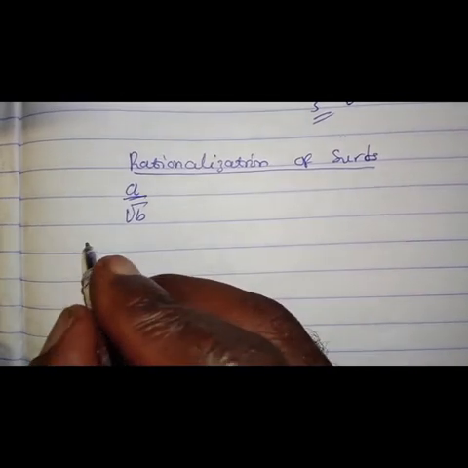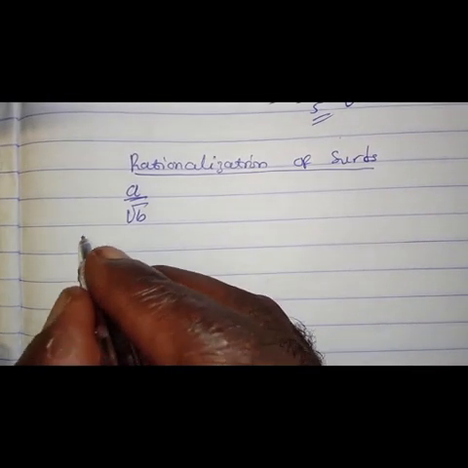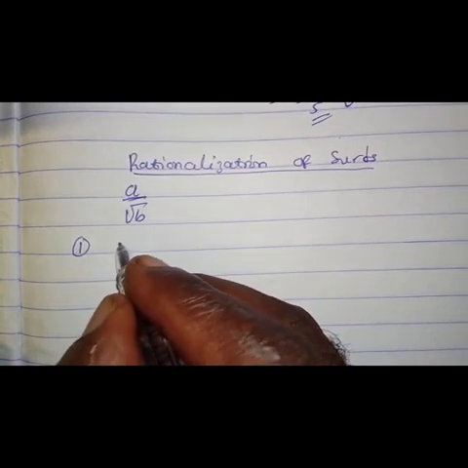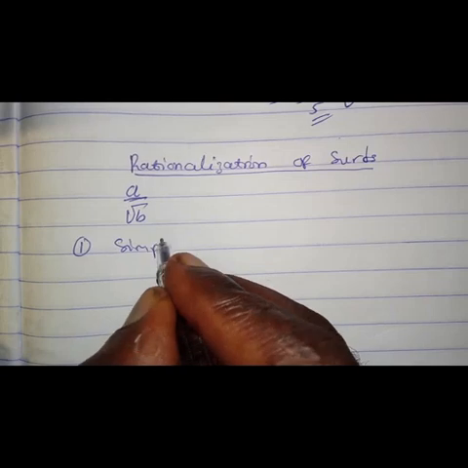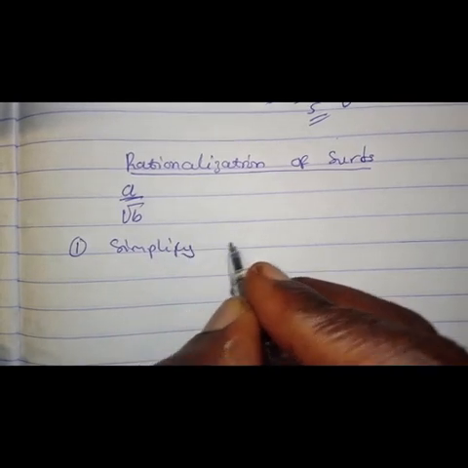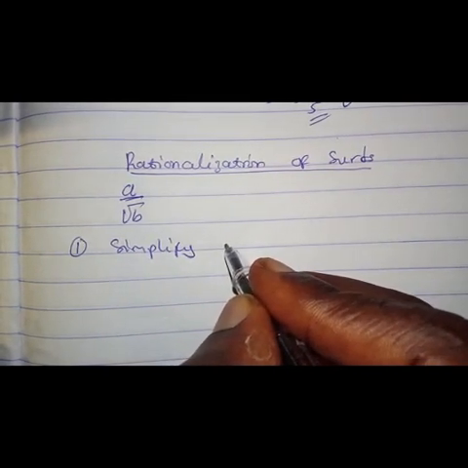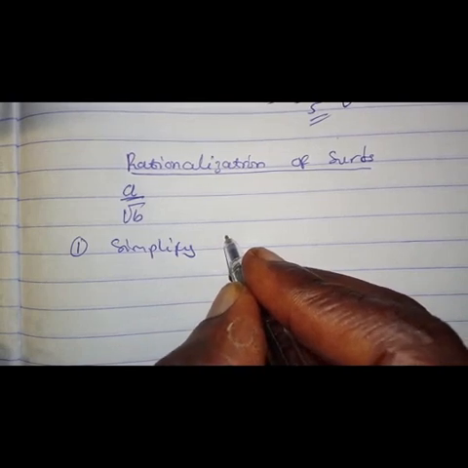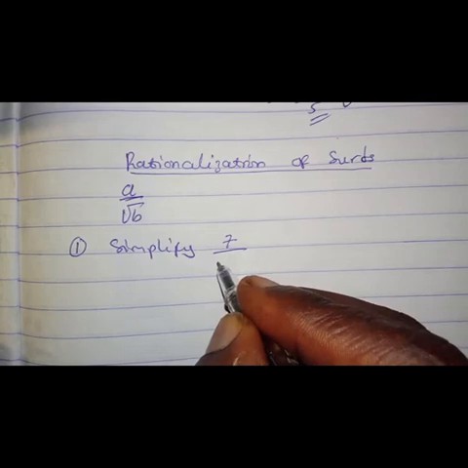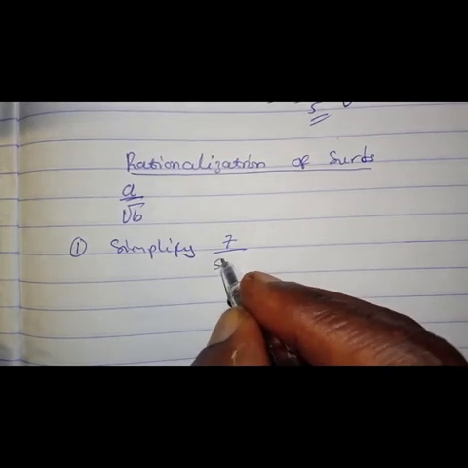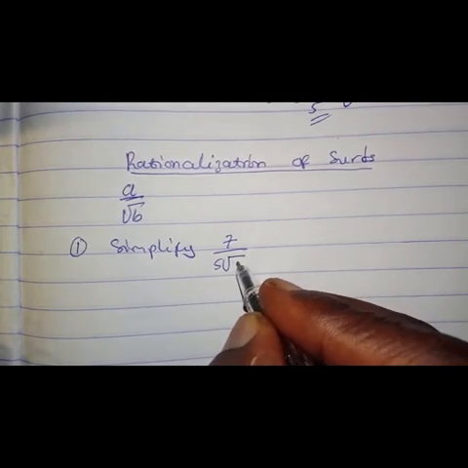So to do that, let us look at a simple example that will help us understand that. If you are asked to simplify 7 over 5 root 3.